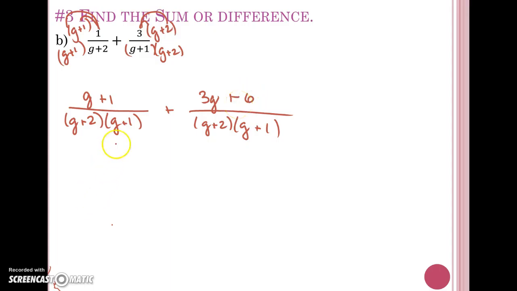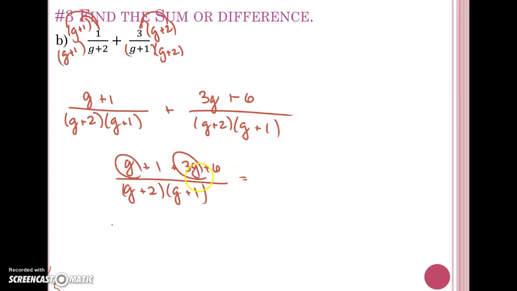Now you're going to combine like terms. So your denominator was great. It's still g plus 2 times g plus 1. And then up top, you're going to add them because it's got a plus sign. So g plus 1 plus 3g plus 6. Now combining your like terms, you have g and 3g, so you have 4g. Plus, then you have 1 and 6. When you combine those, you get your 7, all over g plus 2 times g plus 1. And there you are.